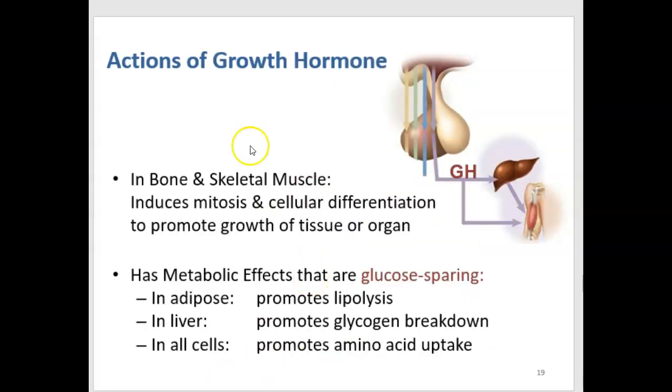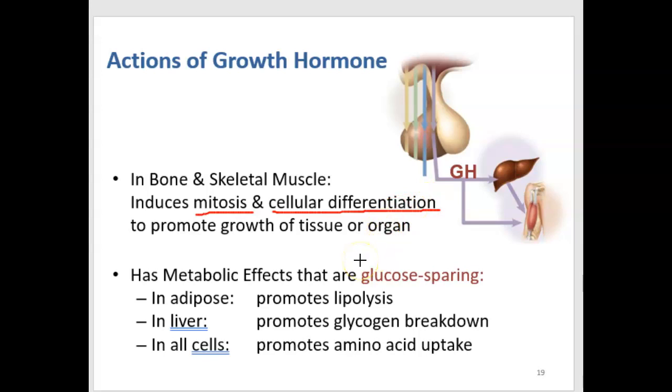Growth hormone, of course, causes growth in bone and skeletal muscle, but how? By inducing mitosis. And after the cells have divided, those cells have to become mature. The daughter cells do. We call that differentiation. So cells will differentiate. Ultimately, it promotes growth of a tissue or an organ.